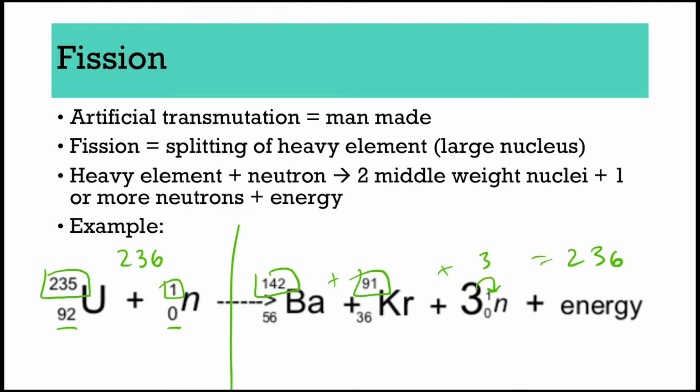Same thing with the atomic number. Remember, atomic number is the number of protons an element has, and it's specific to each one. If you add up the left side, you get 92. And if you add up 56 plus 36 plus 0, you still get 92.